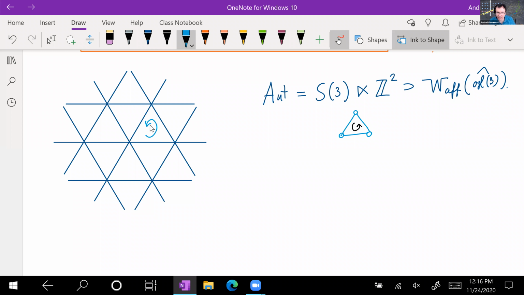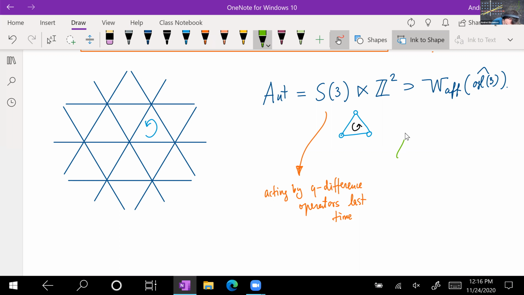And so last time we constructed an action of that. Remember, we had an action by Q difference operators last time, where this part here was acting by QKZ. So how did this construction go? Maybe in the language we're discussing here.